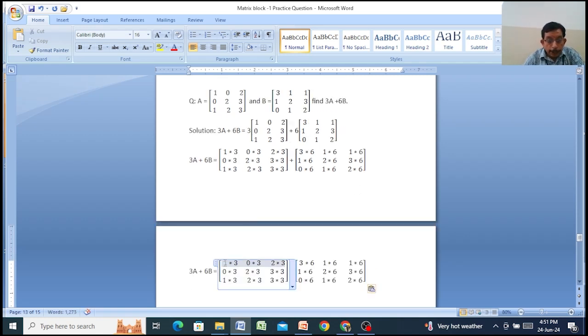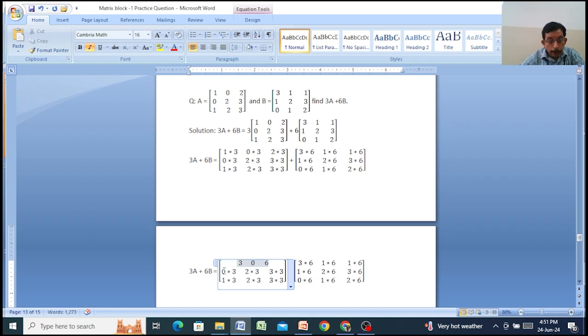1 multiplied by 3, the answer is 3. Note down 3 in the same position. 0 multiplied by 3, then the answer is 0. Multiply in the same position, it is 0. 2 multiplied by 3, the answer is 6. Write down 6 in the same position.